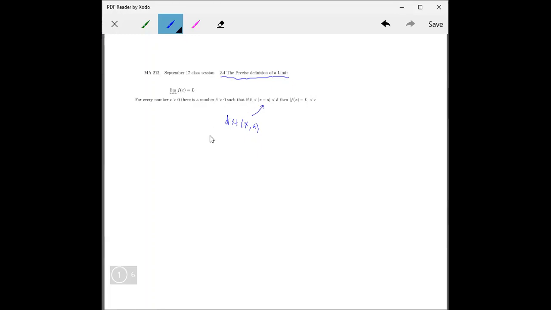Okay, so they want that distance to be less than delta, but greater than 0. But so greater than 0 means, so let me write that. So this part right here means that x is not equal to a. That's all that means. x is not equal to a, which is what we've been saying all along, the limit doesn't depend on the value at a. Okay, it does not depend on the value of the function at a.